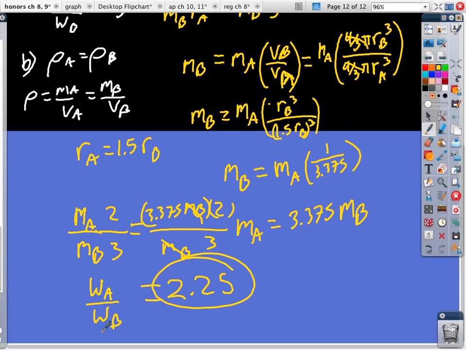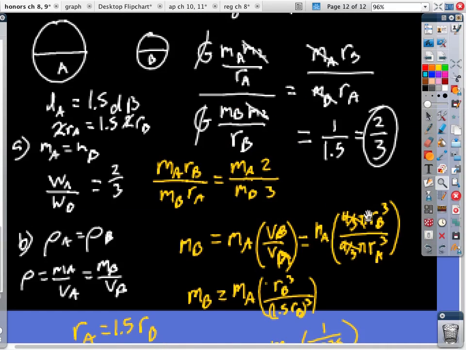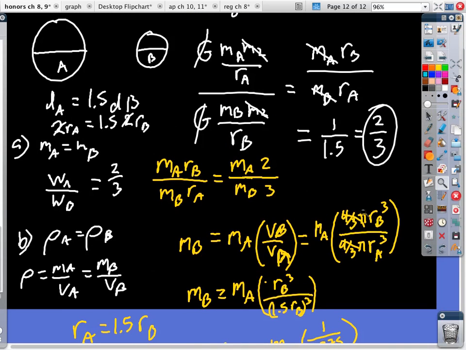So we see that if you have a small planet with the same mass as a big planet, then the ratio of weights is less. If you take the densities as equal, then the mass of the small planet will be much less than the mass of the big planet, and that's why it results in a ratio of 2.25.